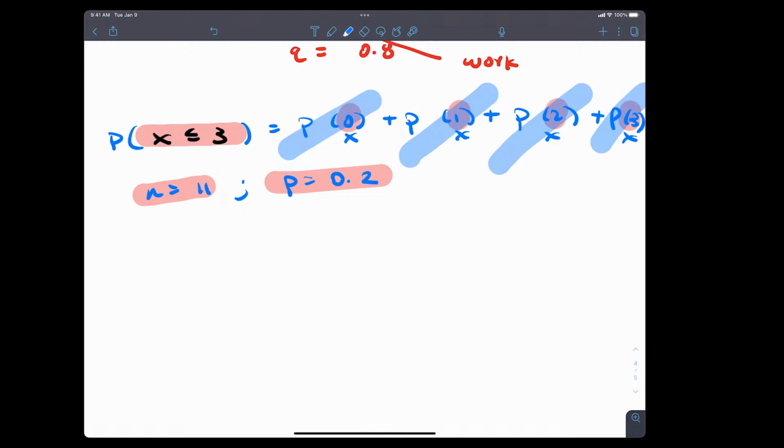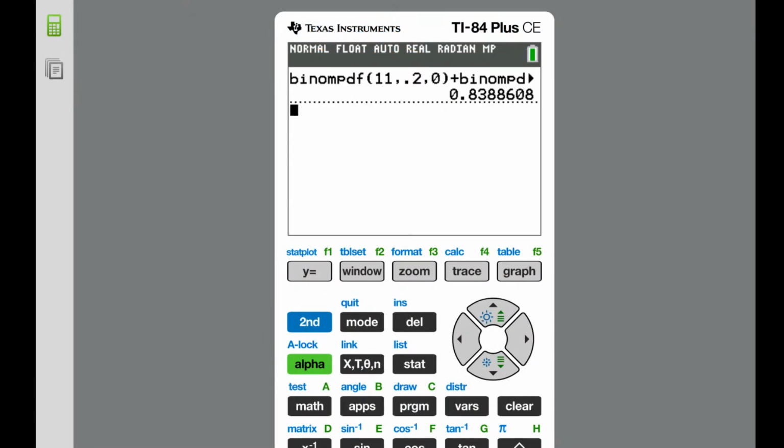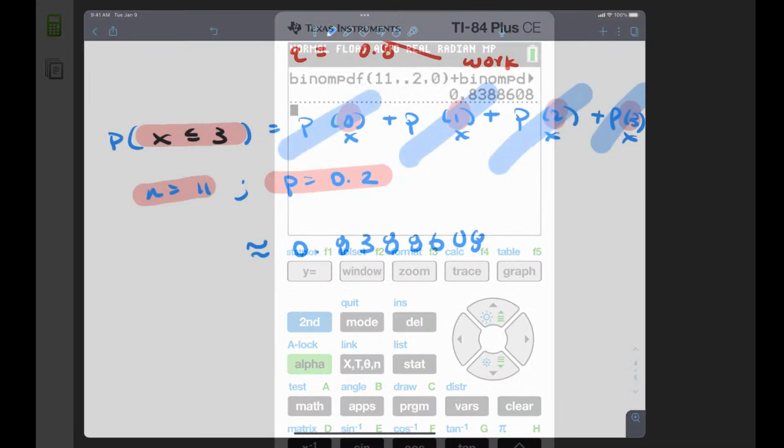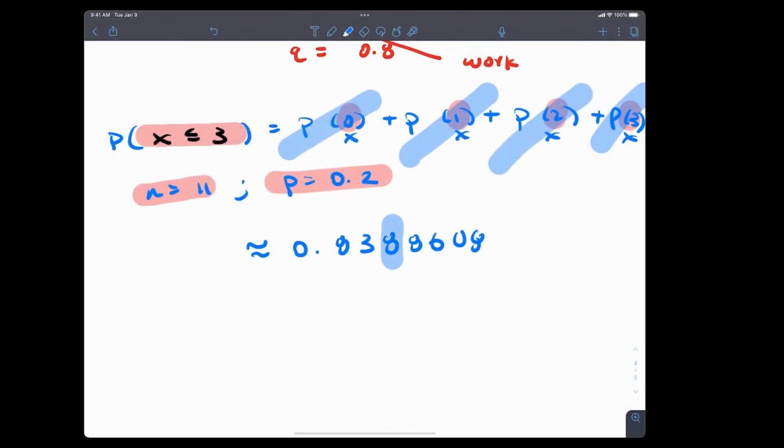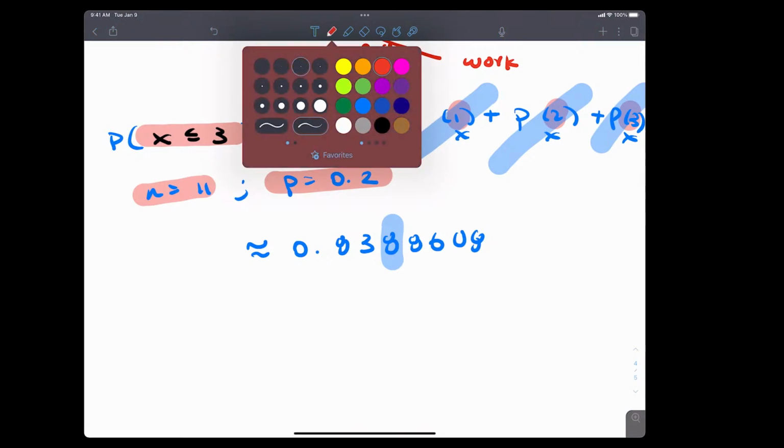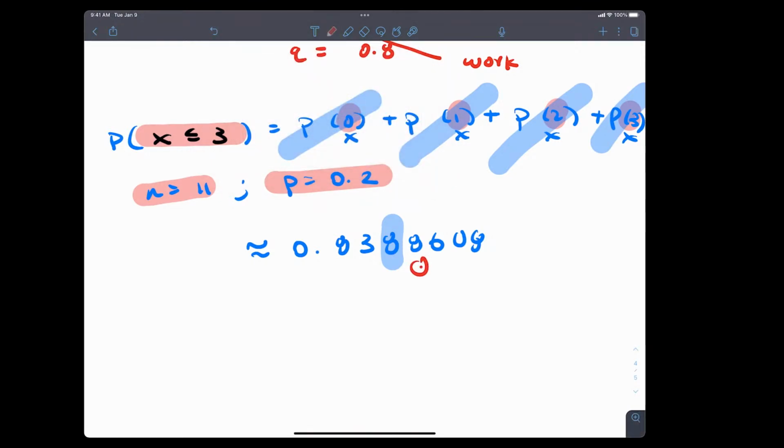So when we hit enter, here's the probability that the machine will work. It is 0.83888608. We're going to approximate to the nearest thousandths again. Here's the thousandths position. Look at the digit to the right. It's an 8. So your answer is approximately 0.839.